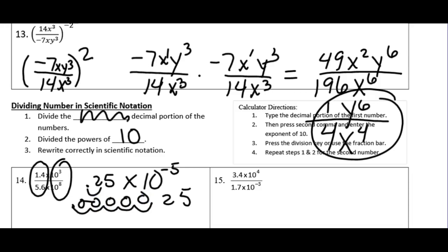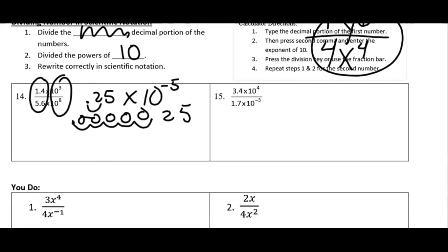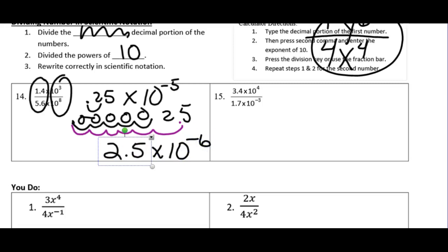And then taking a look at that number and saying, oh, I've got to move the decimal over here. So how many places would that be? 1, 2, 3, 4, 5, 6. So the actual number would be 2.5 times 10 to the negative 6. Now that's one way you can do it.